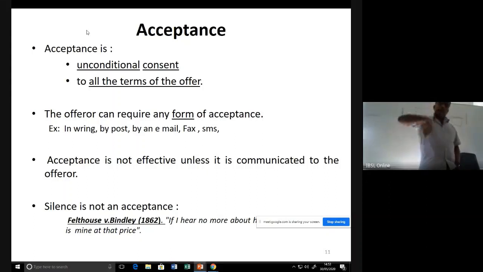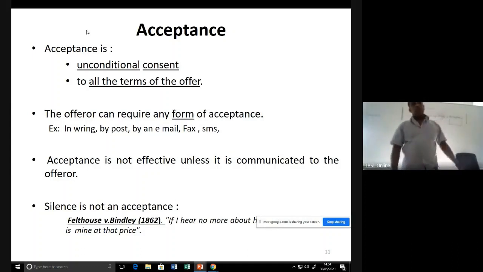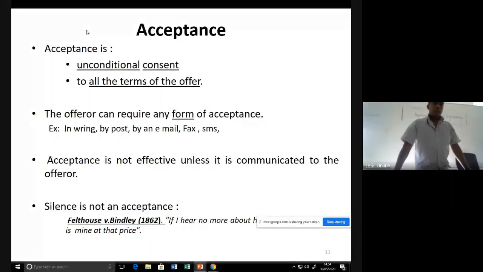What is the acceptance then? Acceptance is an unconditional consent. So Nimal has to accept my offer to create an agreement. When we say Nimal accepted my offer, it means that Nimal has given his consent to my offer as it is, without putting any conditions.